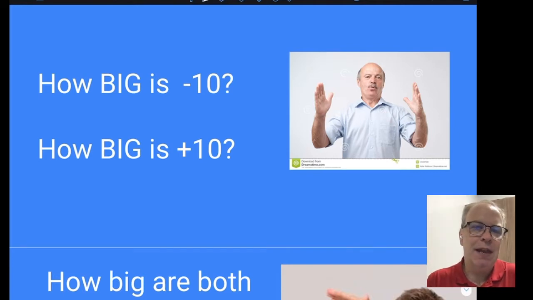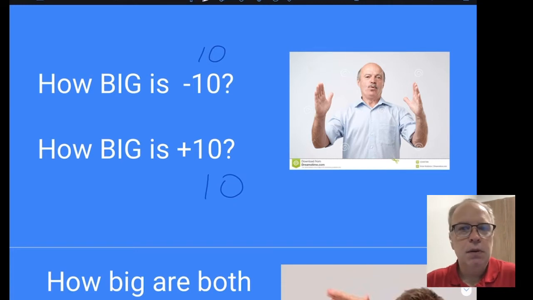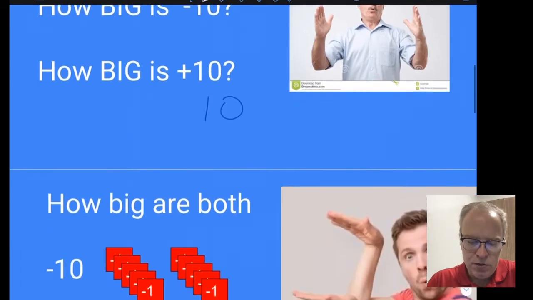You could kind of think of the negatives as being red and the positives as being green. So we might have 10 red apples, for example. Those might represent negatives. And then we might have 10 green apples. Those might represent the positives. But if we're just asking how big, I don't really care whether it's green or red. How many apples do you have? We just say 10. All right, let's look at this next slide.